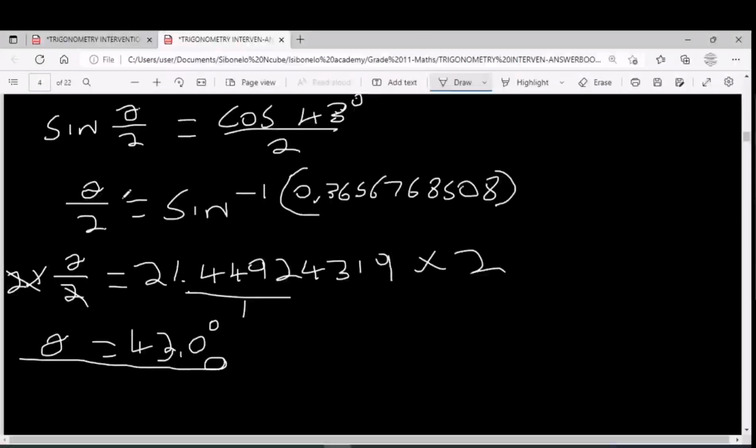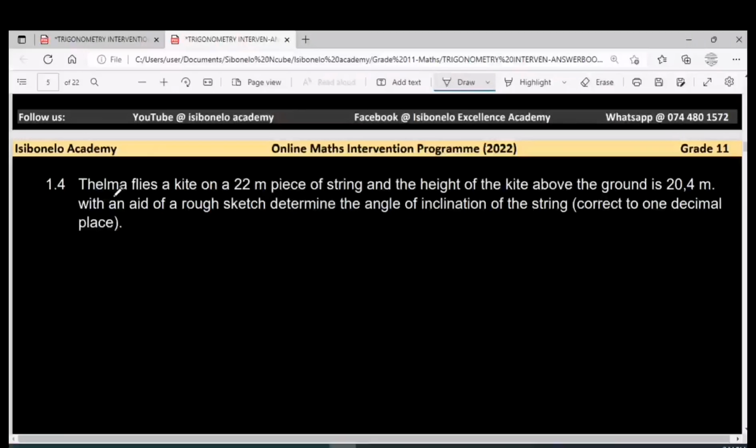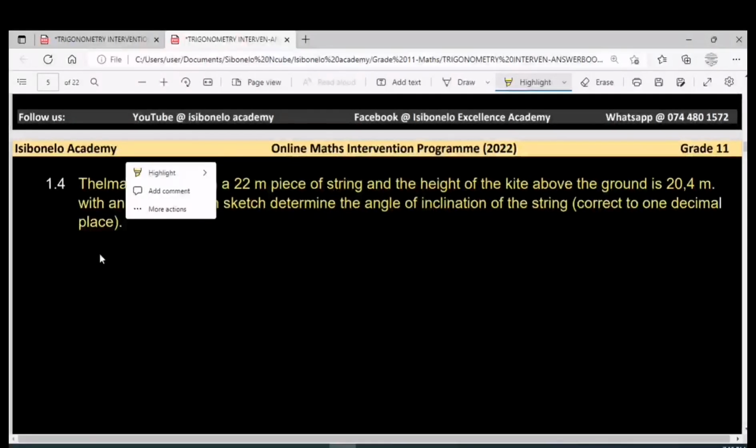So this is how we solve for the value of theta. Now the problem we have been given: Thelma flies a kite on a 22-meter piece of string, and the height of the kite above the ground is 20.4 meters. With the aid of a rough sketch, determine the angle of inclination of the string, correct to 1 decimal.